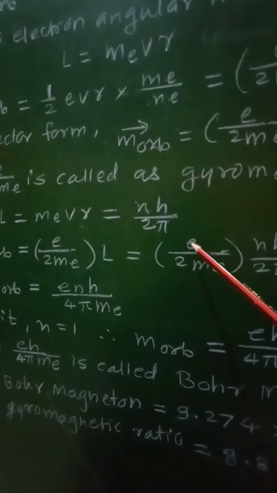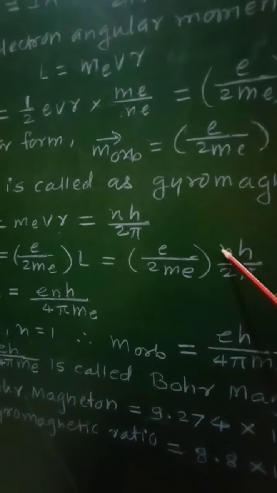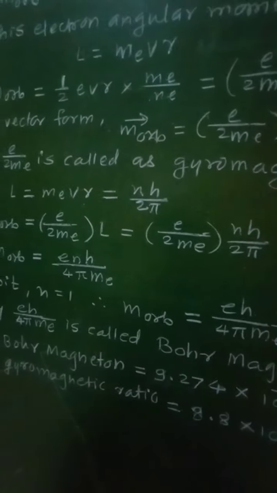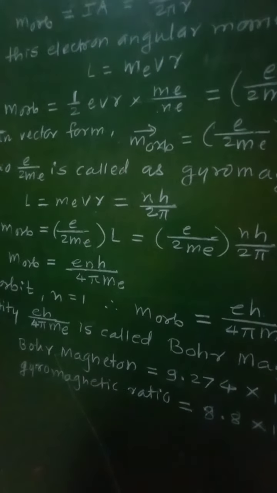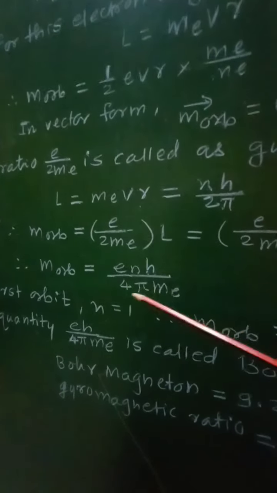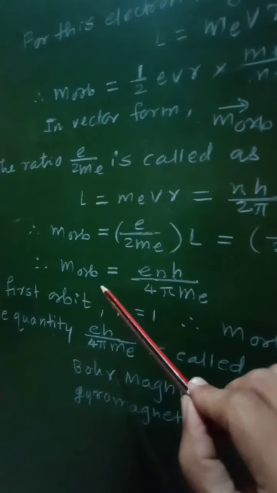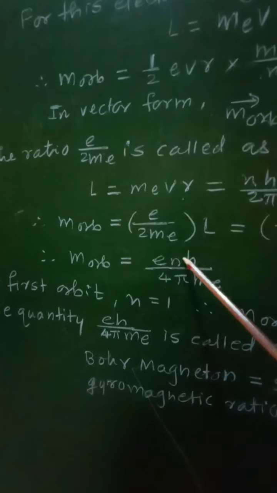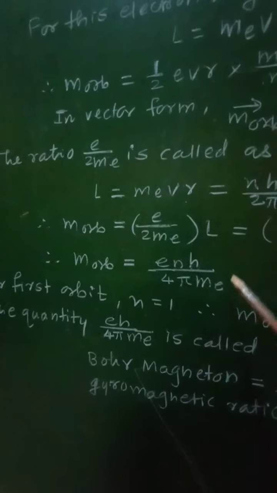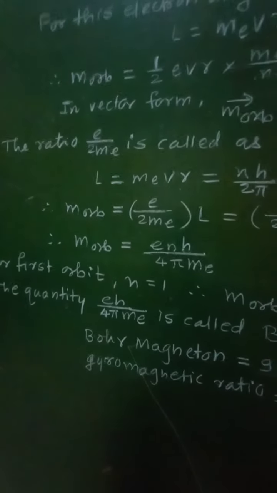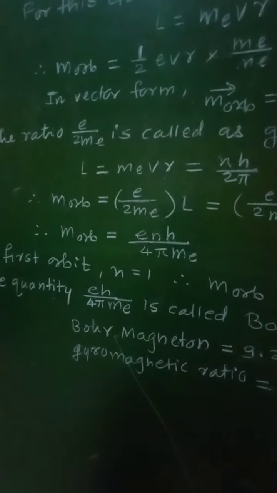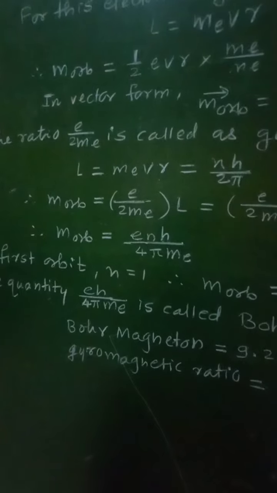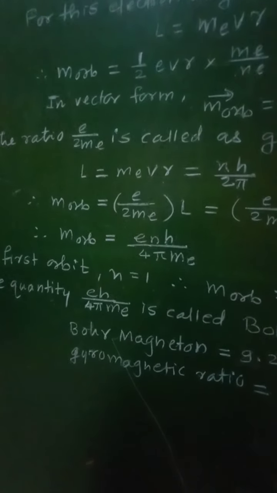So that will be equal to e upon 2m_e into L, meaning nh upon 2 pi, where n represents 1, 2, 3, 4 and so on, that is the orbit number. Rearranging the terms we can write the orbital magnetic moment m_orbital is equal to enh upon 4 pi m_e. So this represents the magnetic dipole moment, that is, the orbital magnetic moment of the electron revolving in the nth orbit.